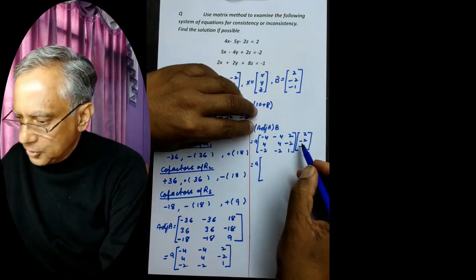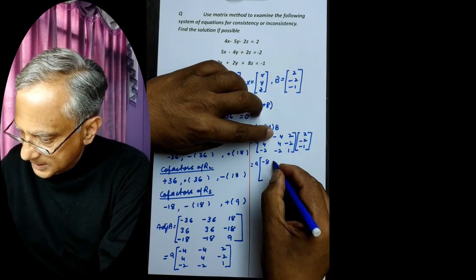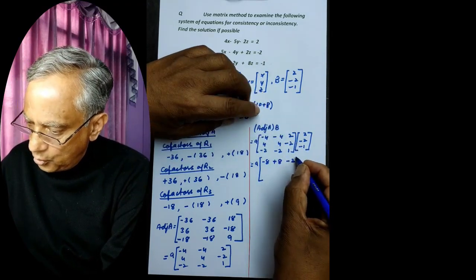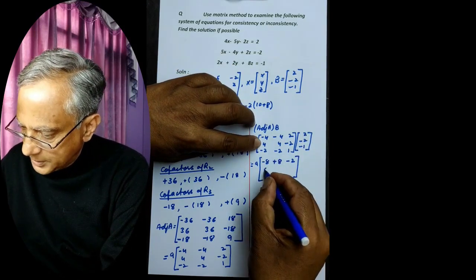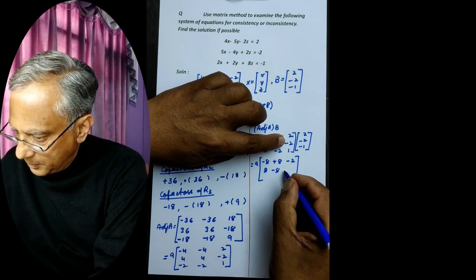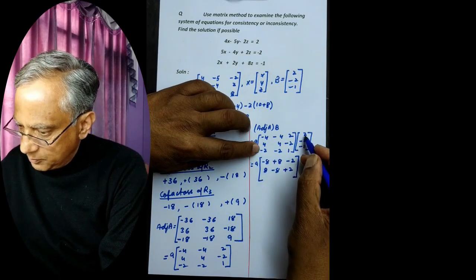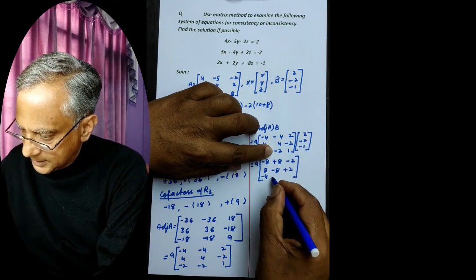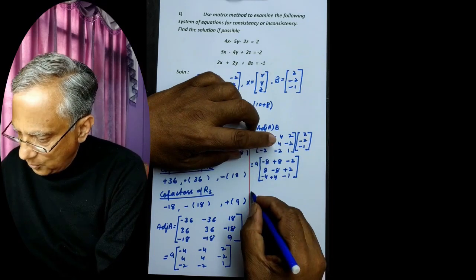Now this into this. So minus 8, plus 8 and minus 2. This into this. First entry with first, second with second, minus 8, third with third, plus 2. This with this. This is minus 2 into 2 is minus 4. Second entry with second is plus 4. Third entry with third is minus 1.